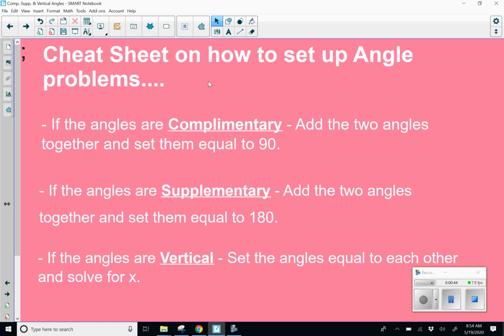So here's a little cheat sheet on how to set up your angle problems. If you have complementary angles, you're going to want to add the two angles together and set them equal to 90. If they are supplementary angles, meaning that they're on a straight line together, you're going to add them together and set them equal to 180. And if you have vertical angles, you're going to set the angles equal to each other and then solve for x.